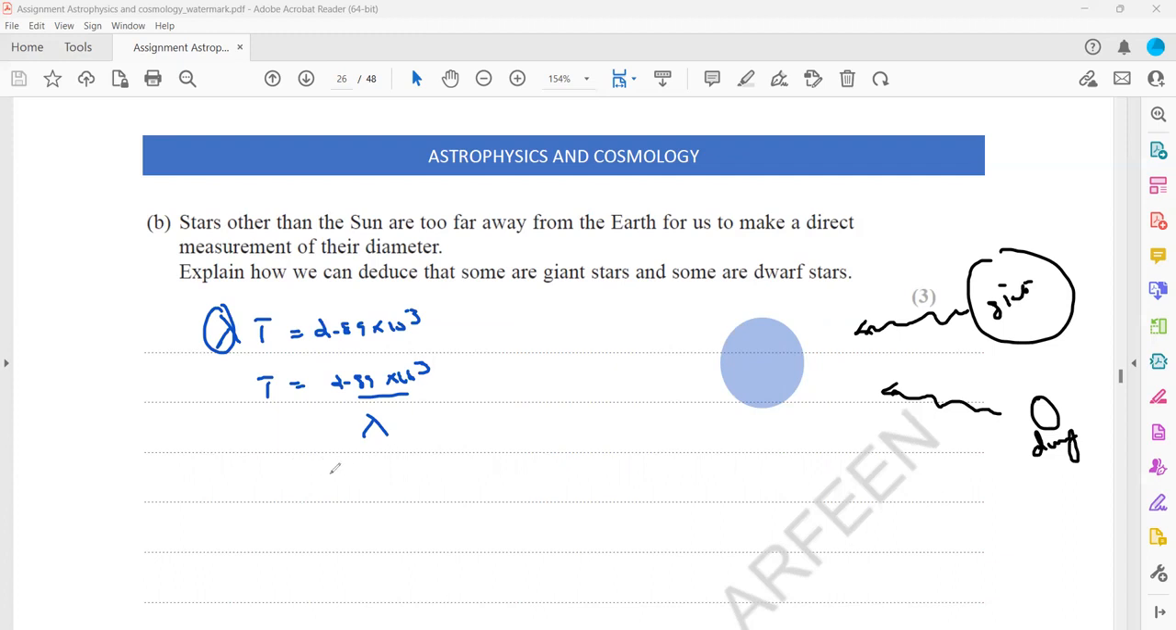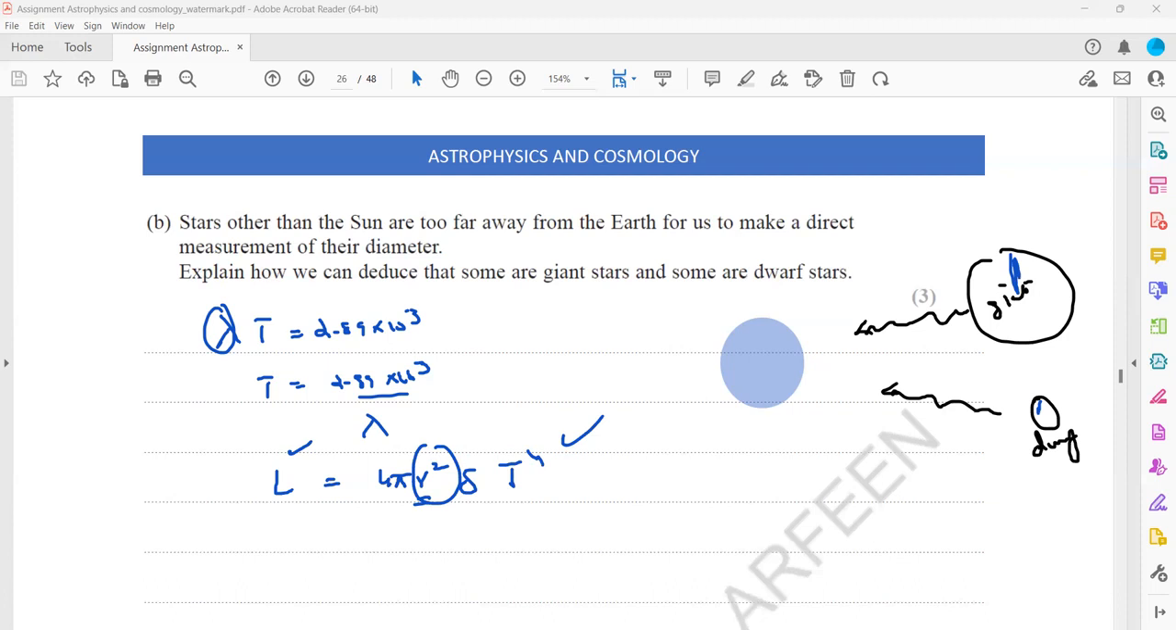And if you know their temperature, we will work out the luminosity, and we have the formula according to Stefan-Boltzmann. Luminosity is equal to 4 pi r squared sigma T raised to power 4. So if we have the temperature, we have luminosity, where r is the radius of the star. So we can work out the radius of a star. We need luminosity and the temperature, using the Stefan-Boltzmann law.